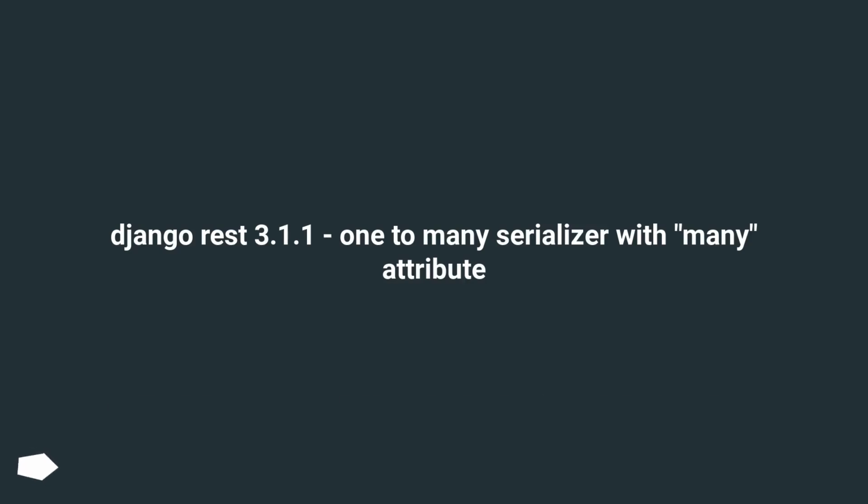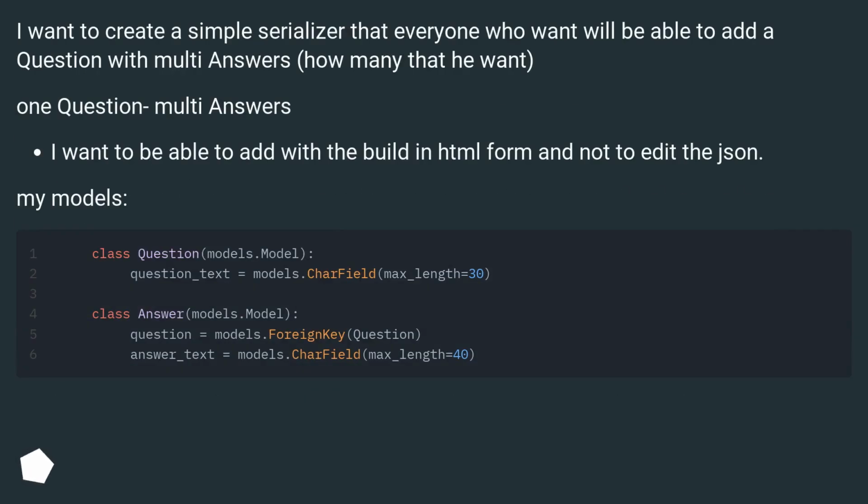Django REST 3.1.1 one-to-many serializer with many attribute. I want to create a simple serializer so that anyone who wants will be able to add a question with multiple answers, as many as they want. One question, multiple answers. I want to be able to add them with the built-in HTML form and not edit the JSON.